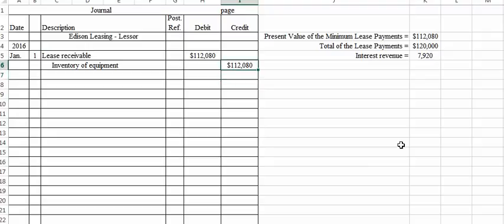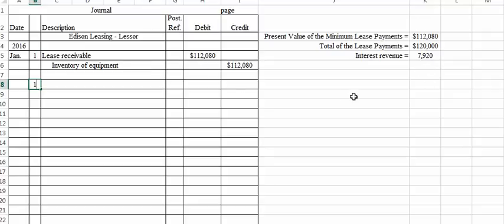Remember, Edison Leasing paid $112,080 for it. So you might be asking yourself, how are they making any money? Well, you guys, on these direct financing leases, Edison Leasing is making their money in interest revenue. There's no markup. So they're putting the lease receivable on the books at the same amount they paid for the equipment that they're leasing out here.